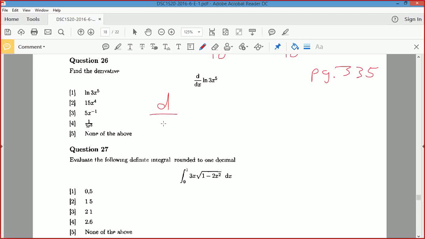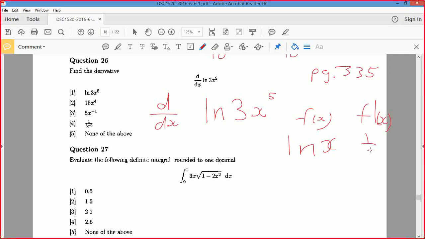d over dx is the derivative. We're deriving ln 3x to the 5. That's what we're looking at. What does the rule say? When I have f of x, f of x is the function. So if I have ln x, what does that give me as the derivative? f dash x is 1 over x. Right?